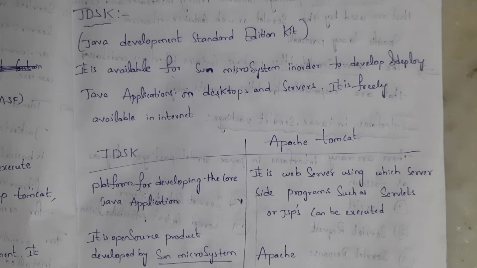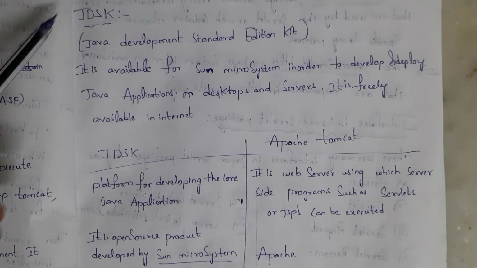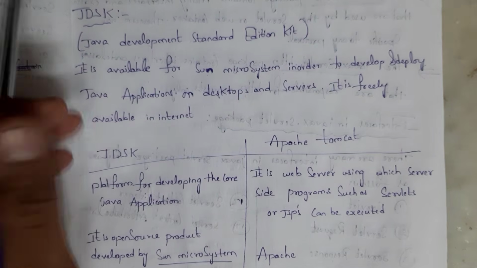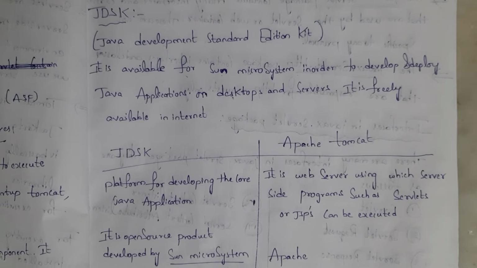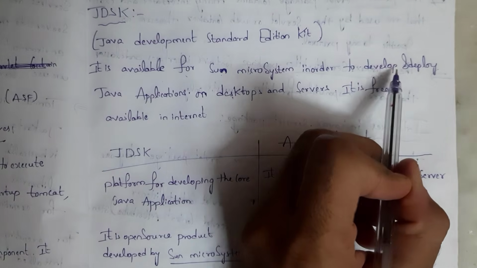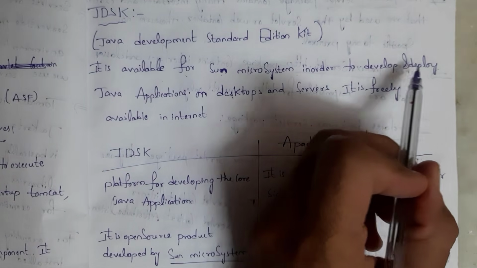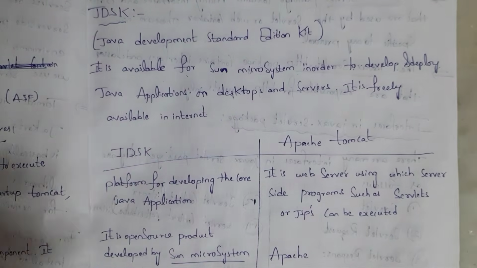Next, JDK. JDK stands for Java Development Kit, Standard Edition. JDK is developed by Sun Microsystems. Sun Microsystems developed this JDK, and this JDK is useful for creating and executing Java files. In order to create Java applications, we use JDK. In order to develop, that means in order to create, and in order to deploy, that means execute, Java applications, we use JDK.